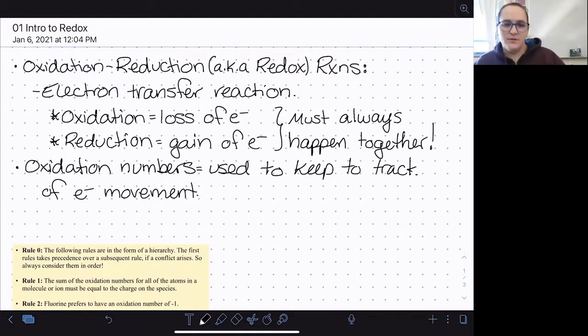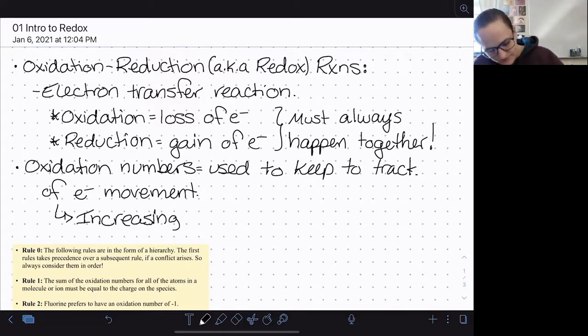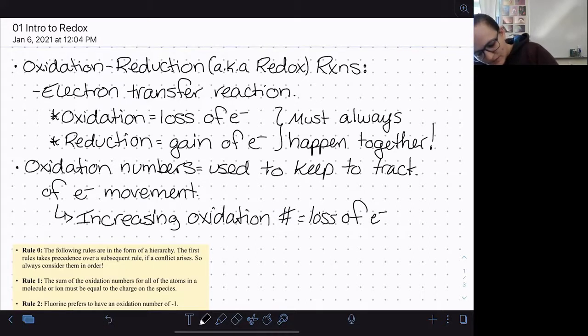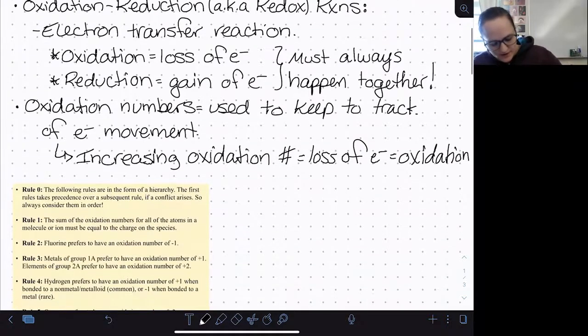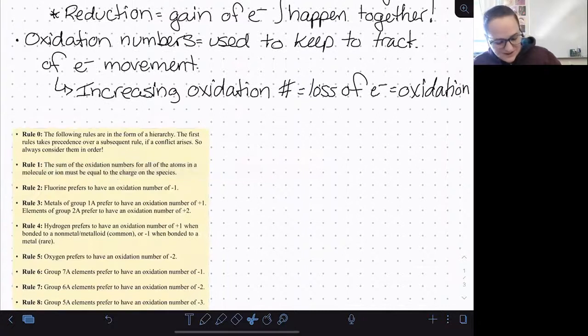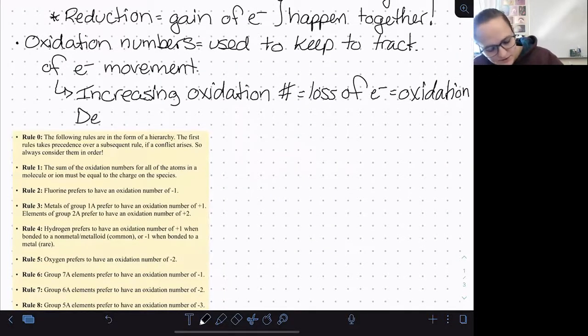When something's oxidation number changes, that means that we gained or lost electrons, that it underwent some kind of oxidation reduction process. So when our oxidation number increases, that means that we have lost electrons. That means that something was oxidized. When your oxidation number decreases is when something was reduced.